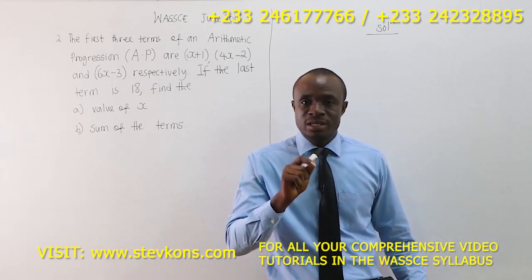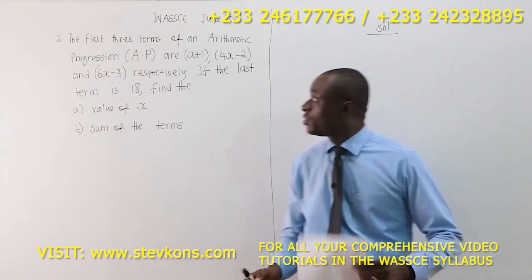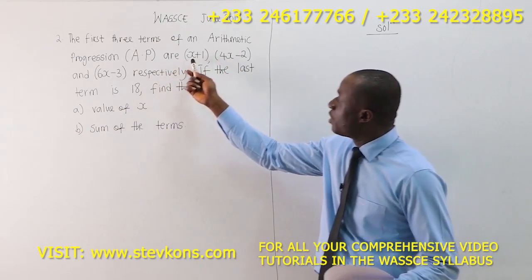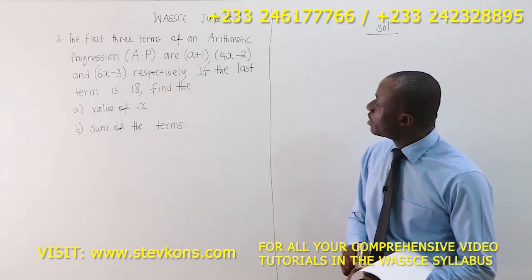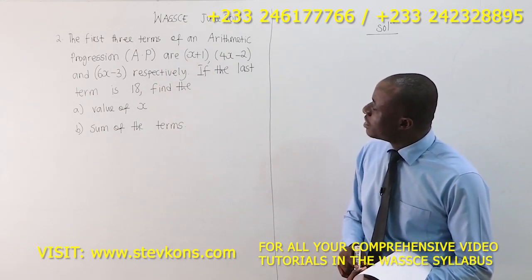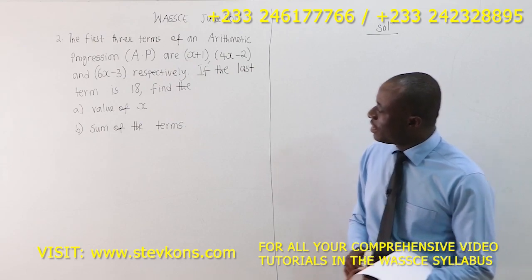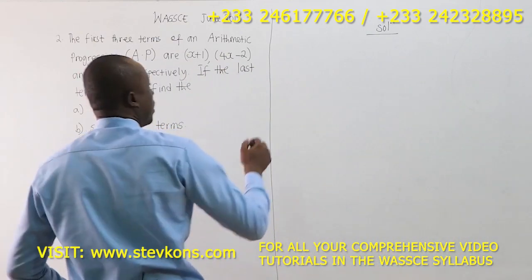No pain, no gain. Take a pen, take a jotter, and try the question on your own. The first 3 terms of an arithmetic progression, AP, are x plus 1, 4x minus 2, and 6x minus 3 respectively. If the last term is 18, find the value of x.